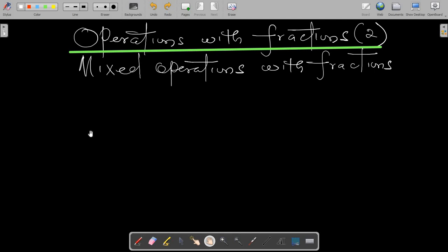Welcome. Today we'll be discussing operations with fractions too. To be precise, we'll be dealing with mixed operations with fractions.